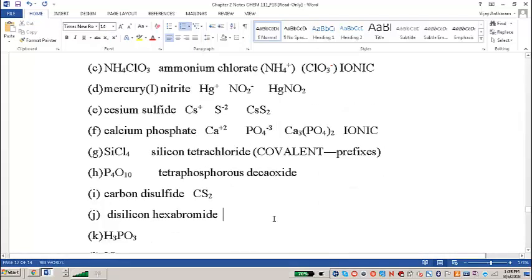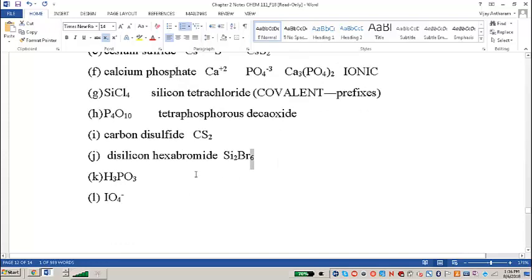Disilicon hexabromide. Alright, di is 2, hexa is 6. Nonmetal with a nonmetal, it's a covalent compound.